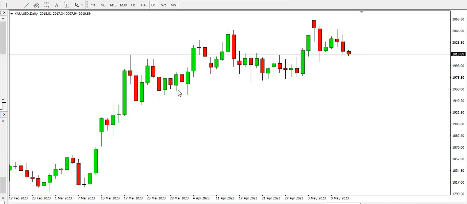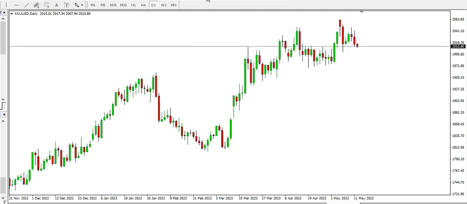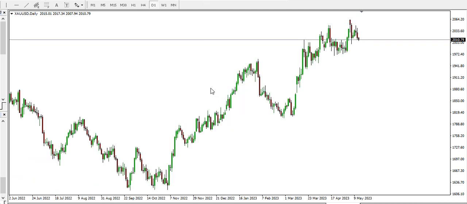Hi guys, you are welcome to today's analysis on how to scalp gold and possibly GBPUSD and EURUSD on the lower time frames. So I'm going to make it very quick. Starting with gold, I have gold on the daily time frame, and the daily time frame has been bullish.